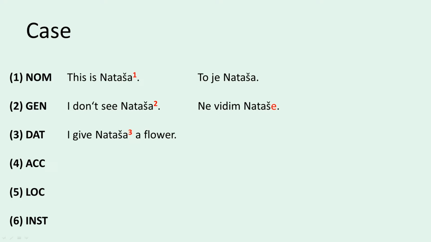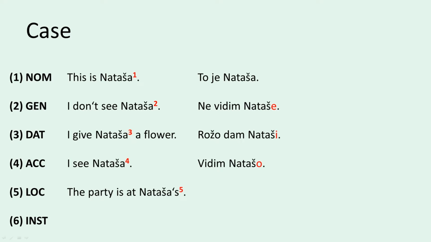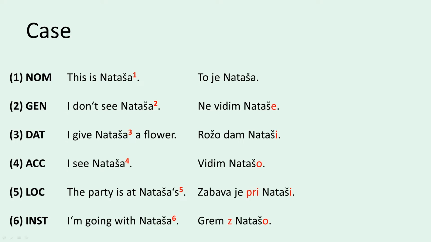Moving on, an example of the dative case is: I give Natasha a flower. In Slovene, it's "rožo dam Nataši." The accusative is, for example, I see Natasha, which in Slovene is "vidim Natašo." For the locative, we have: the party is at Natasha's. "Zabava je pri Nataši." And for the instrumental, it's: I'm going with Natasha. "Grem z Natašo."